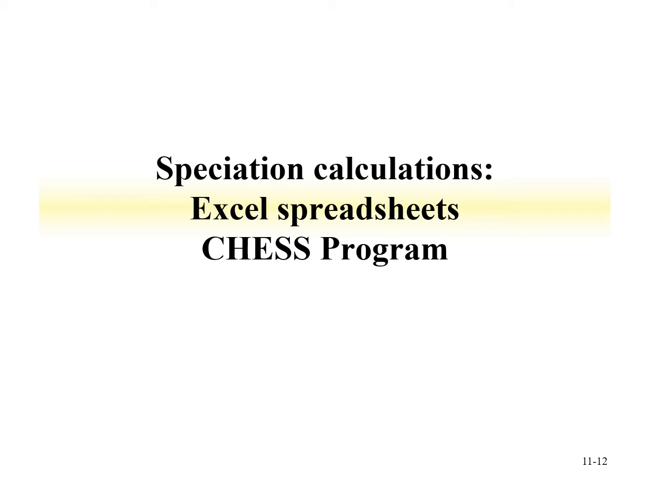Now that we've discussed how to set up these equations, the next step is to actually solve for them. We're going to give a few different examples, two primarily, one using an Excel spreadsheet to set up the equations, and a second one using a program called CHESS. CHESS is a speciation program, and it's one of many available programs, both commercial and freely available, that one can use for speciation calculations.